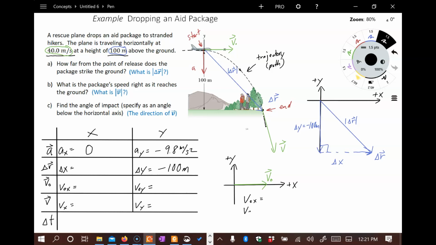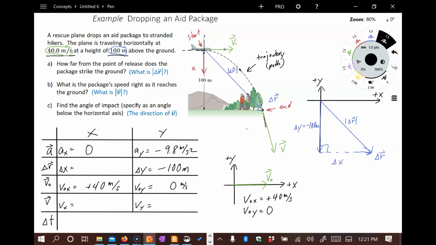Vx, Vy. It only points in the x direction. Therefore, V initial y is 0. All of the speed, 40 meters per second, points in the positive x direction. So we put that right here, and we can fill this out in the table. V initial y is 0 meters per second, and V initial x is plus 40 meters per second.